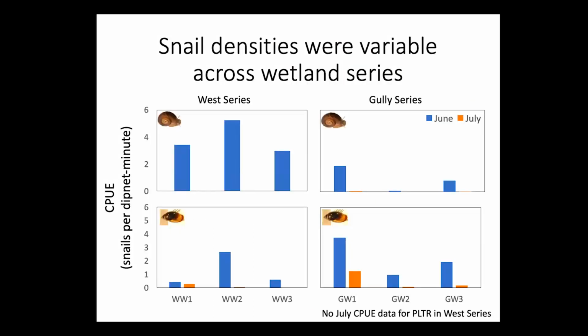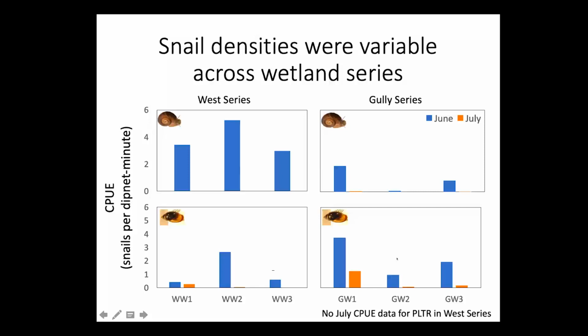So first off, just looking at snail density across the different wetland series, the West and Gully series, where we measure density as catch per unit effort. We saw a lot of variability generally. For Planorbella, at least on some occasions, we saw evidence of a trend in the Gully series. In the West series, not much of a trend. For Physa, the other species we looked at, we didn't see much of a trend in the West series.